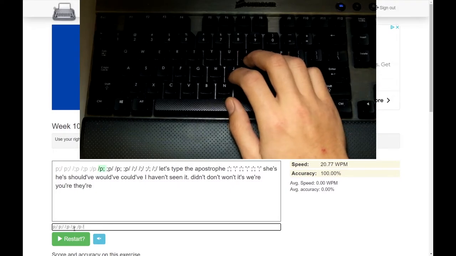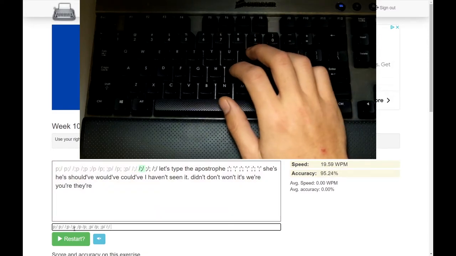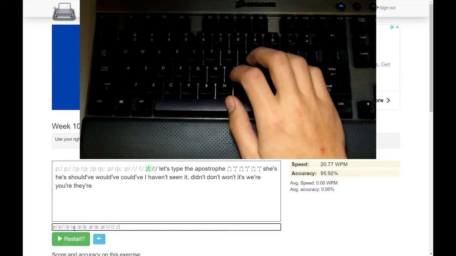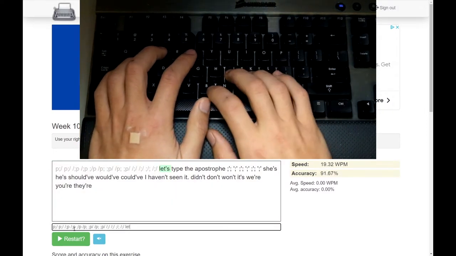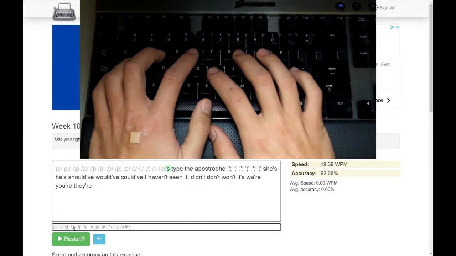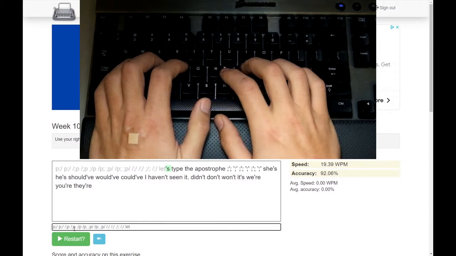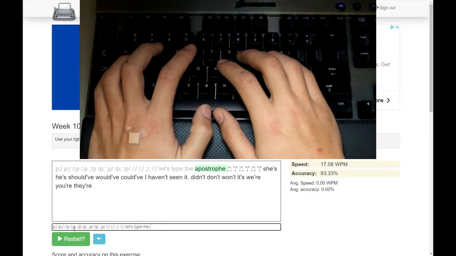Semicolon slash P slash P semicolon, semicolon P slash, semicolon P slash, semicolon P slash, oops, slash, semicolon, slash, slash, semicolon, slash, semicolon, slash. Okay. L-U-T. And then we use the apostrophe, so we go one right from the semicolon. Type the apostrophe.